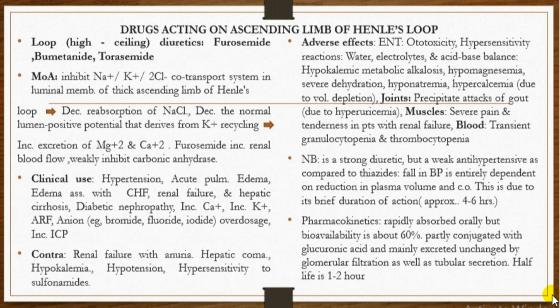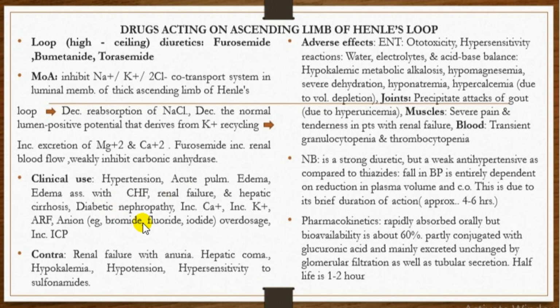Now, looking at the clinical use, or the indications for these loop diuretics, we have them being used in hypertension, acute pulmonary edema, also in edema which is associated with congestive heart failure. Then we also have hepatic cirrhosis, diabetic nephropathy, and also in states where we have increased calcium in circulation, as well as increased potassium in circulation. Now we shall look at these ones in detail.